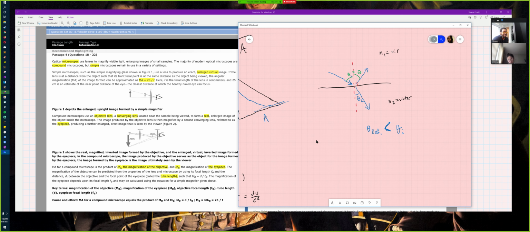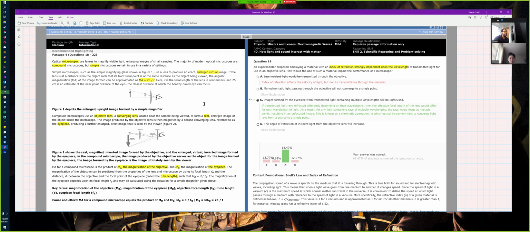Yeah, but that's basically what happens when it enters a medium that has a higher index of refraction. But the angle of reflection is going to be the same. So D is out. Oh, right. Yes, D is out.